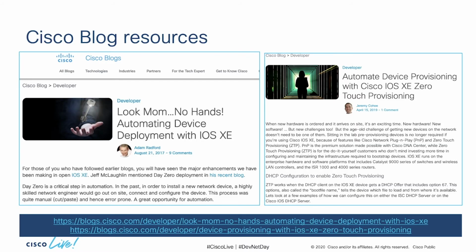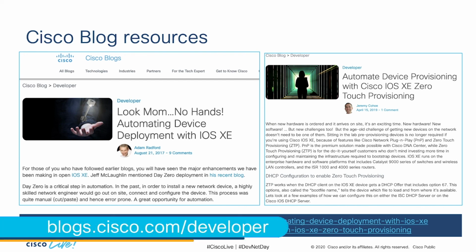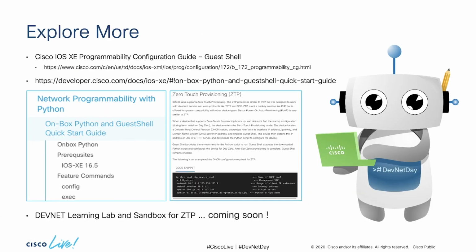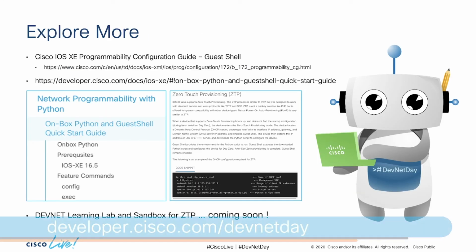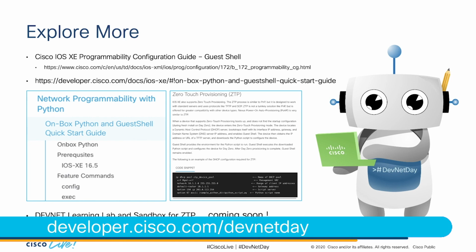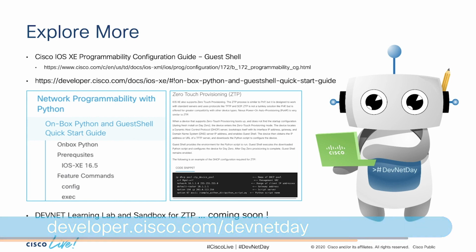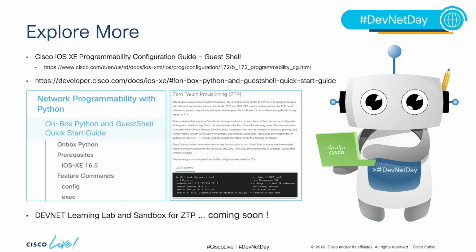I did want to close with a couple of resources. There are some blog posts talking about some integrations and the configuration on blogs.cisco.com, as well as on the DevNet site. There are some really good resources on here for the guest shell, so you can go play with that, as well as some other programmability features for model-driven programmability.